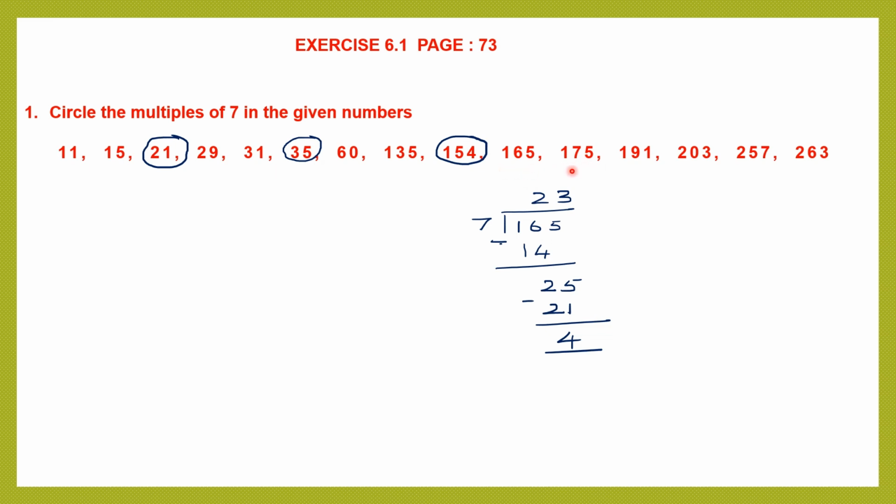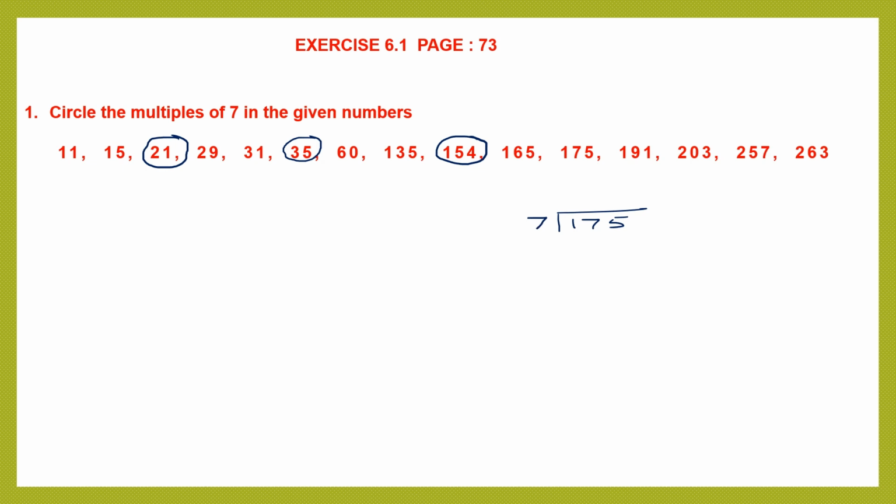Now let's take 175. So 175 divided by 7. Let's take 17. 7 twos are 14. Now 17 minus 14 is 3. Bring down the next number 5. Now our number is 35. 7 fives are 35. Now the remainder is 0. So if the remainder is 0, this number 175 is a multiple of 7. So let's circle 175 because this is a multiple of 7.